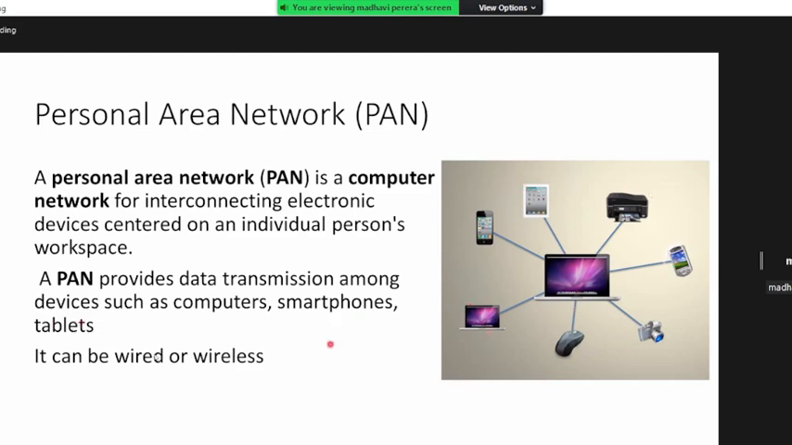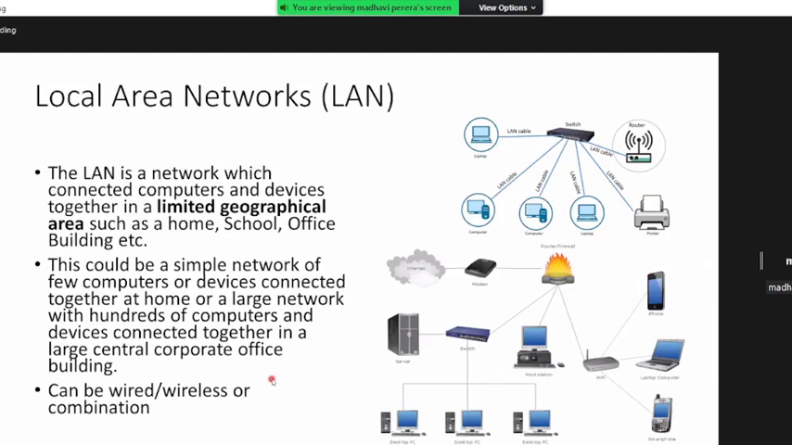It can be computers, smartphones or tablets. It can be connected to a wired or wireless system, right? Wi-Fi or a normal network connection can also be there. Then local area network means a network which connects computers and devices together in a limited geographical area, such as a home, school, office, or one building. Usually, if it is within one building, it comes under local area network, right? This could be a simple network of computers or devices connected together at home, or a large network of 100 computers connected together in a large central corporate office or building. It can be wired, wireless, or a combination, right?